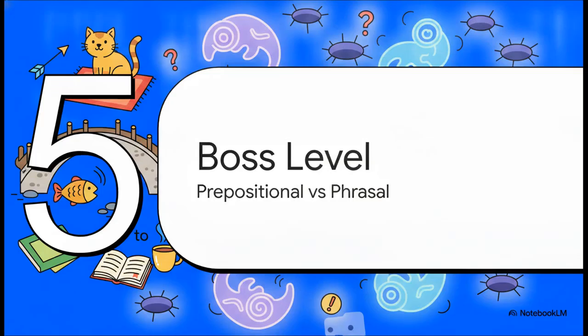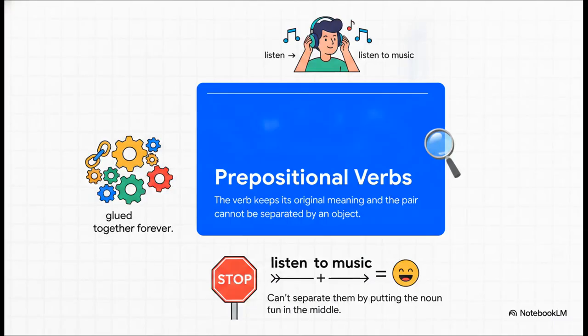And here we are, Section 5, the boss level. Prepositional versus phrasal verbs. You've survived the potholes, and now verbs are completely changing their disguises. First up, prepositional verbs. Honestly, with these, what you see is what you get. The verb keeps its original meaning. When you listen to music, the listening part is still just regular listening. And crucially, these two words are glued together forever. You can't wedge a noun in between them. They are a package deal.